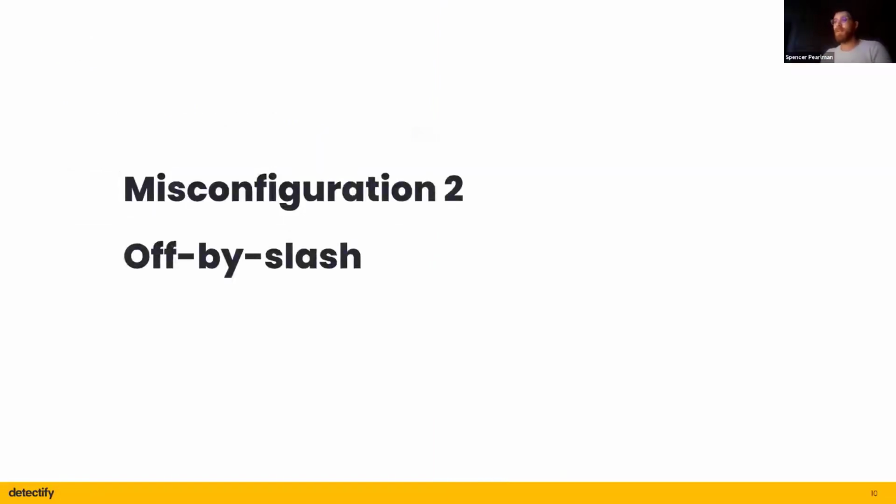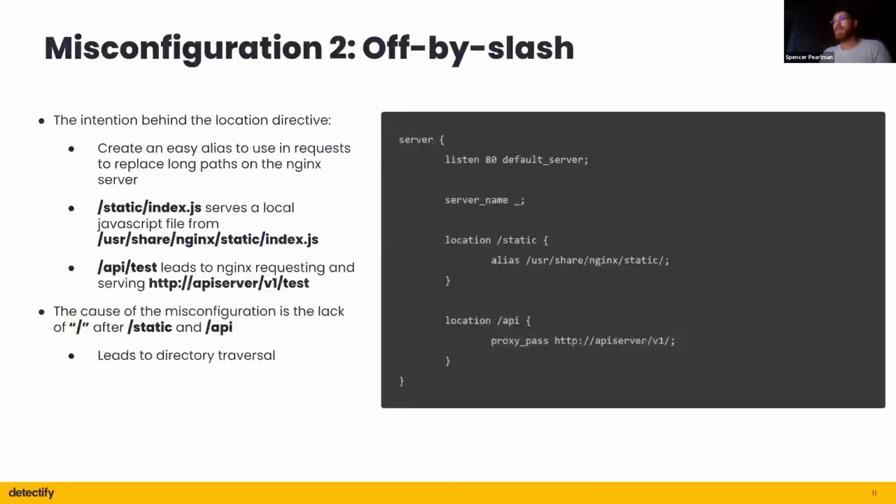Misconfiguration 2 is off by slash. So in order to understand the vulnerability, it's important to understand some of the background behind it. The intention behind the location directive and the alias variable is to create an easy alias to use in requests to replace long paths on the nginx server.